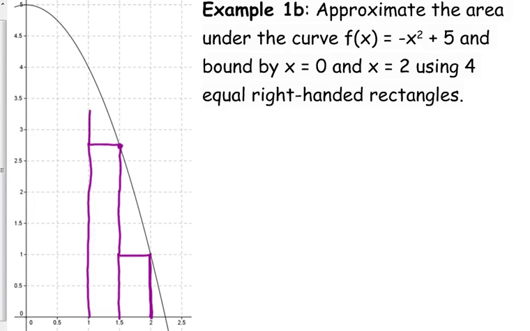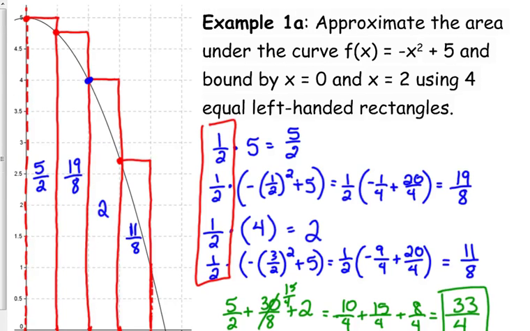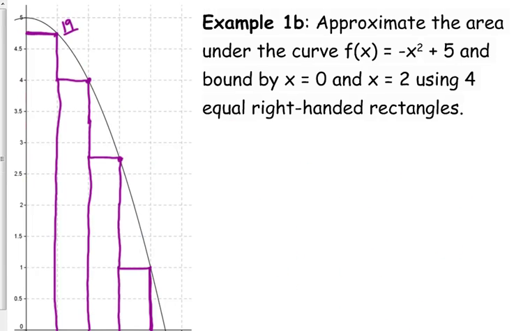We do the same thing at 1. We're going to go up to the curve, find the y value, go to the left. 0.5, find its y value, go to the left. Okay, so we're going to be using some of the same values. That was 19 over 4, that was 4, that was 11 over 4. Okay, I just went back and got my fractional y value so I didn't have to do all that work all over again. Okay, so let's find these areas.